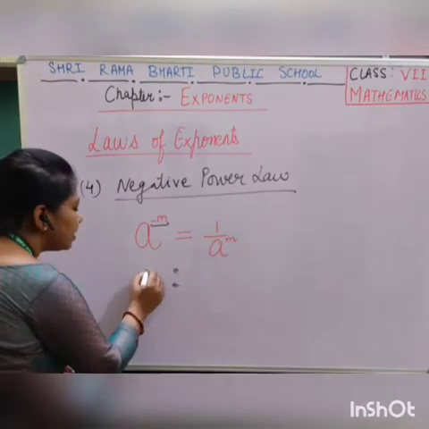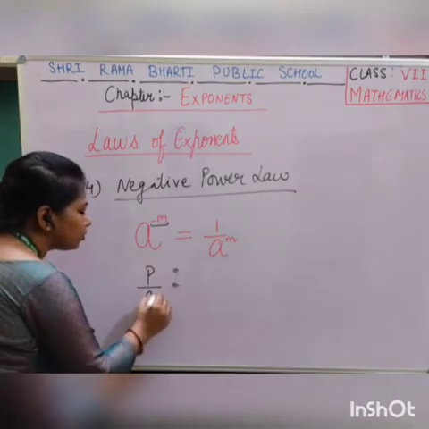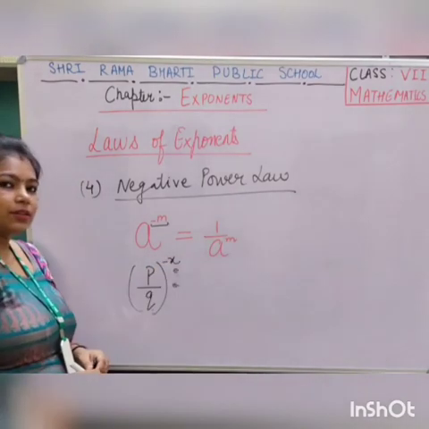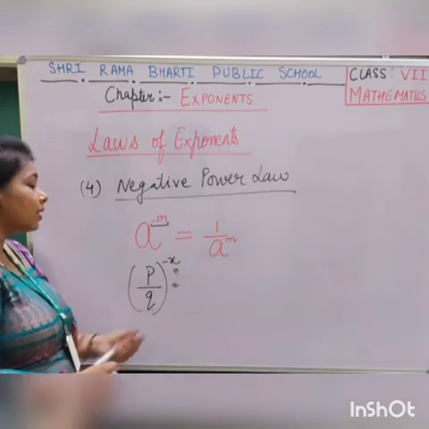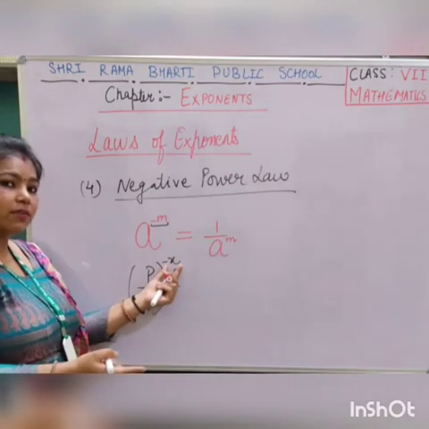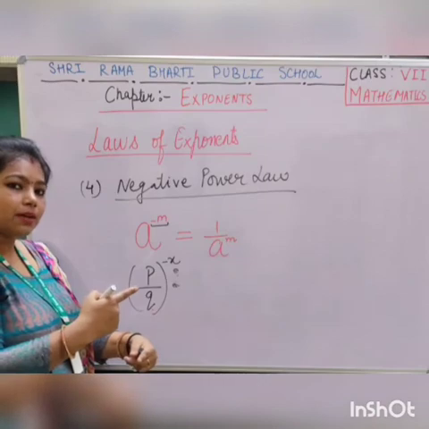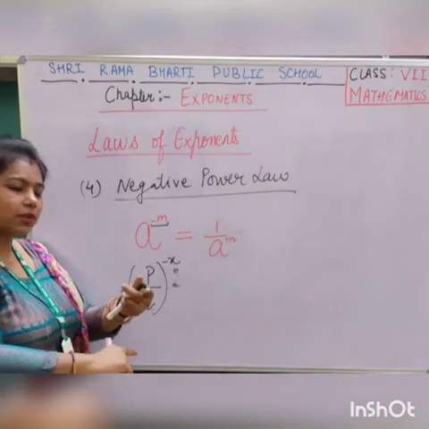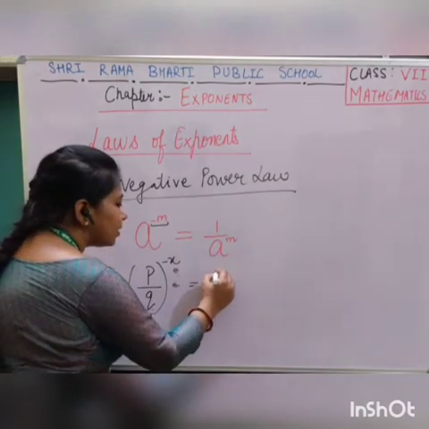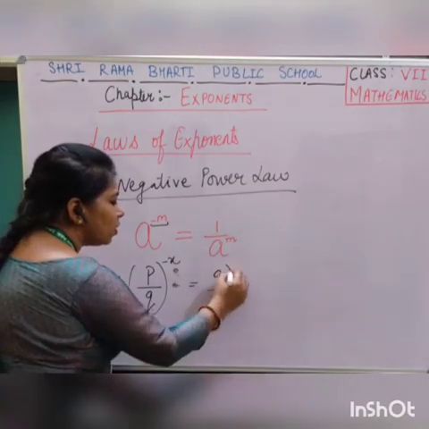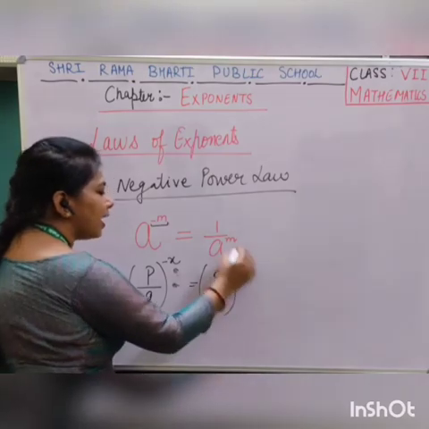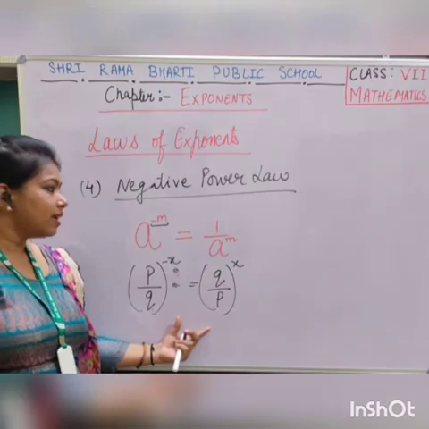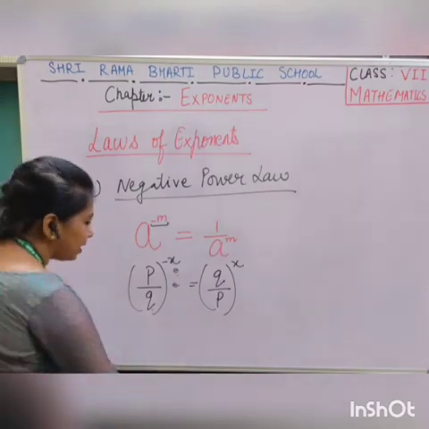One more example. Let's suppose p upon q whole raised to the power minus x. So how will we convert the negative power into positive power? Again we will flip the number. We will make the numerator the denominator and the denominator the numerator. So we will write it q upon p whole raised to the power x. Right?